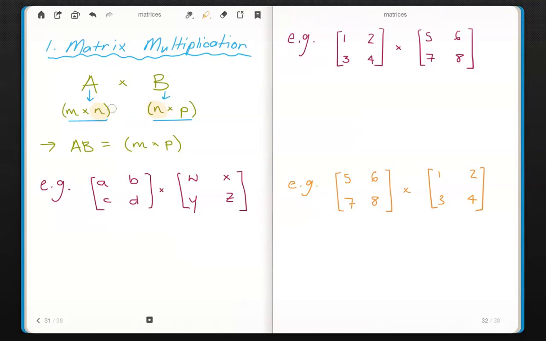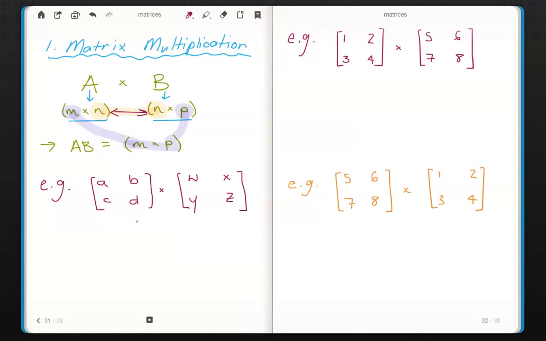In this case, we can because N and N are equal, and for our resulting matrix, we look at the outside numbers. So A times B is going to be an M by P matrix because of that. That's how we know, first off, if we can multiply, from these inside ones, and then what the resulting matrix is going to look like from these outer ones.